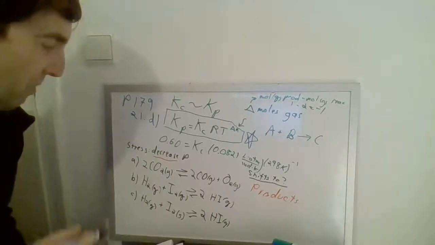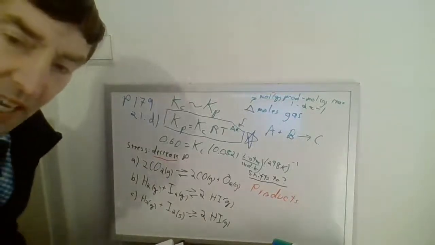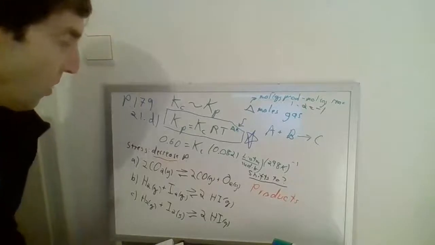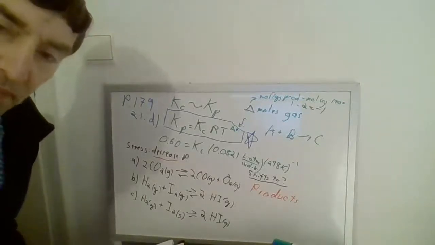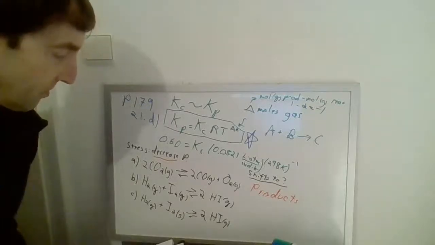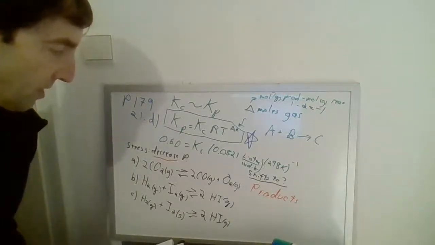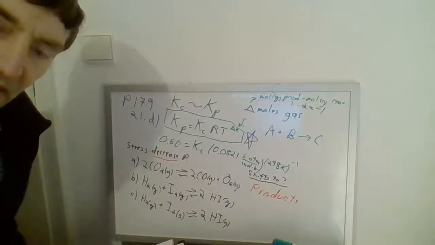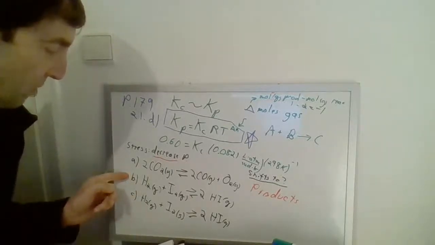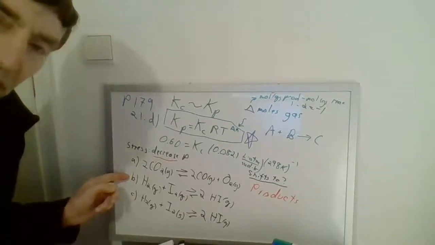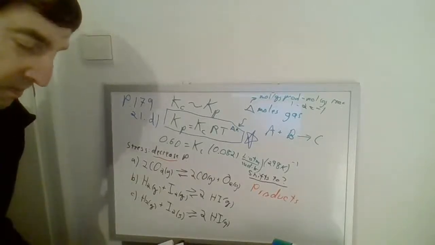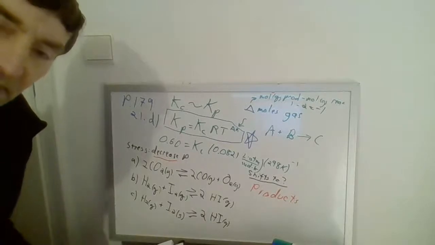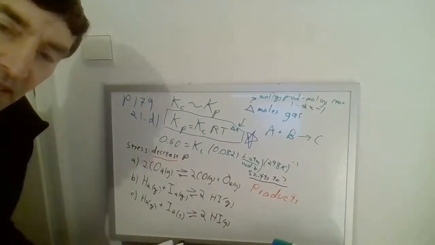Good. Look at number 2 and take your guess on number 2. Which will it shift to, reactants or products? So for B, I should say, not number 2. For B, which way will it shift, towards reactants or products? I'm going to wait for a few guesses.